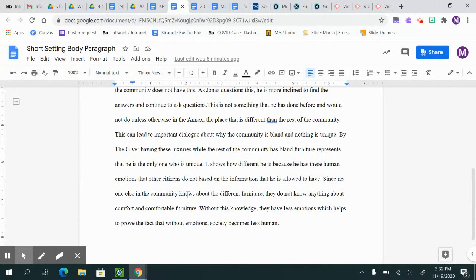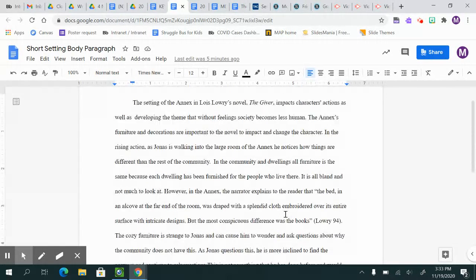So, since no one else in the community knows about the furniture, they don't know anything about the comfort or comfortable furniture. Without this knowledge, they have less emotions, which helps to prove the fact that without emotions, society becomes less human. You could also add on to this and say that because they don't question things, or because they cannot question things, they do not have the ability to truly understand why they are different.